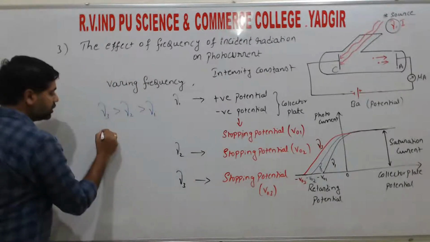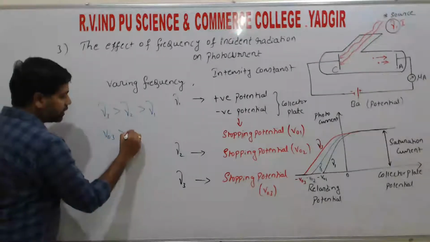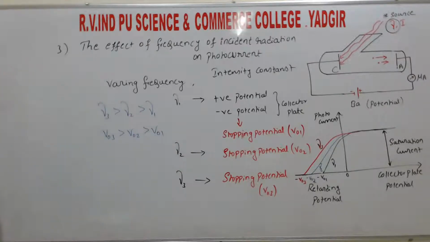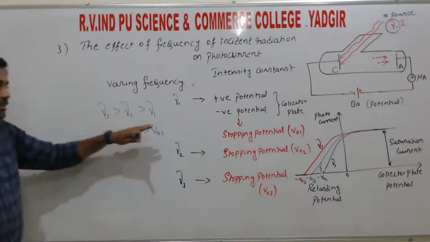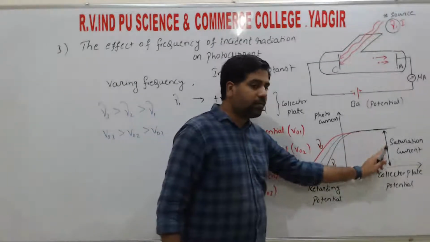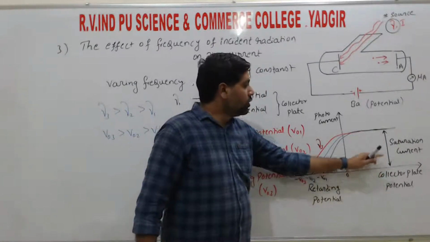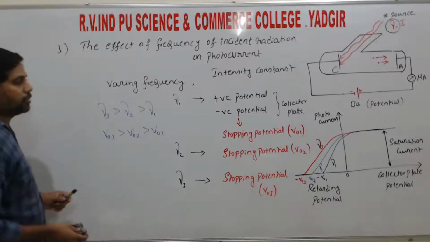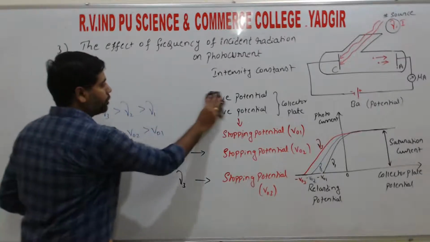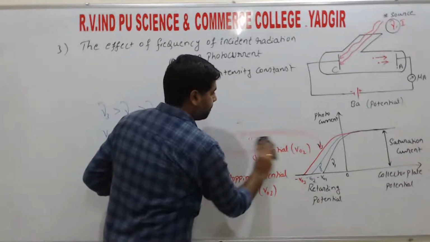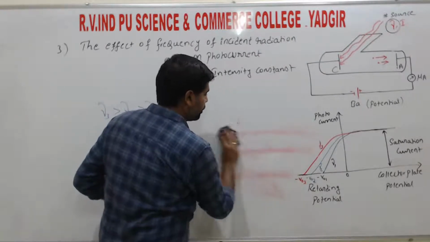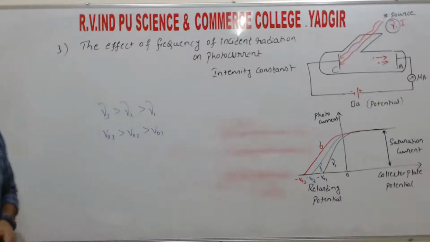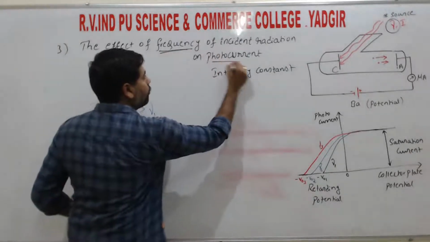So if we write the potentials in the form V3 is greater than V2 greater than V1, right? But in this case, the saturation current for all these three remains the same, right? So by this, if I plot... Here we are studying the frequency versus the photocurrent.